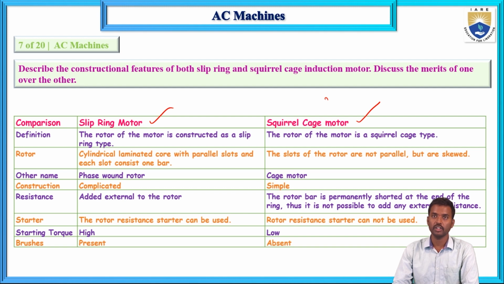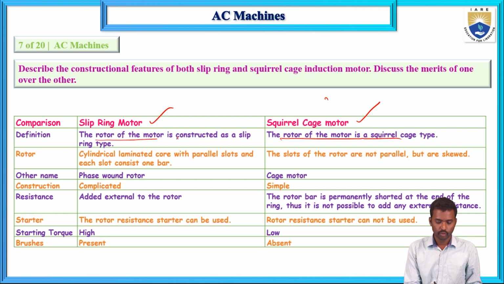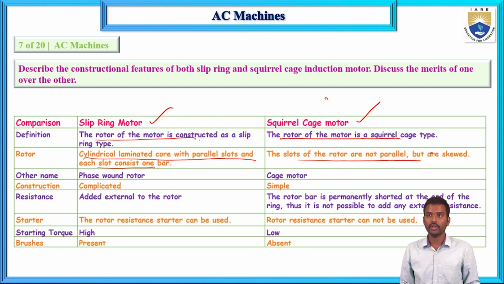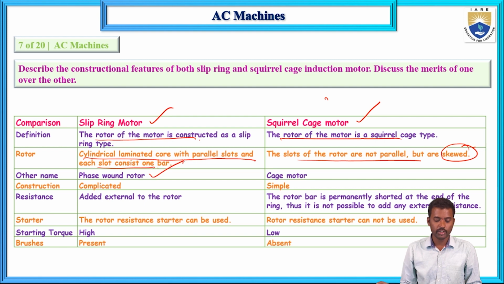Depending on the rotor construction, if the rotor is slip ring, that is a wound rotor, that is a slip ring motor, and if it is a cage type rotor, that is a squirrel cage motor. The squirrel cage has a cylindrical laminated core with parallel slots, or skewed slots. The slip ring motor's other name is phase wound, and its construction is complicated.